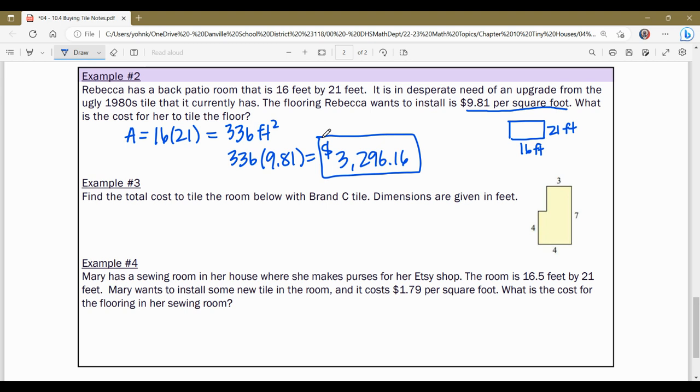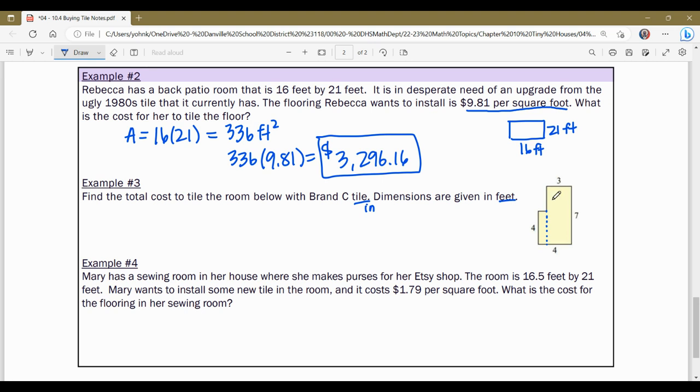All right, number 3, find the total cost to tile the room below with brand C tile. Dimensions are given in feet. Okay, so my dimensions are in feet, but my tile is in inches. So I'm going to have to do some conversions. All right, I need to find the total area of this shape. So I probably need to cut it into 2 pieces.